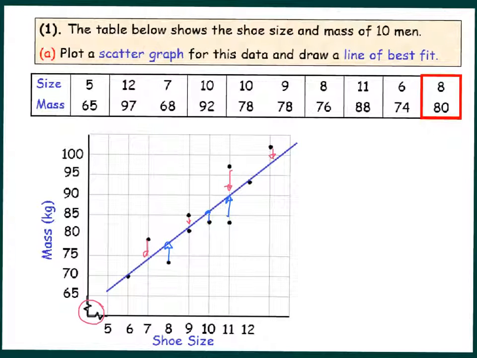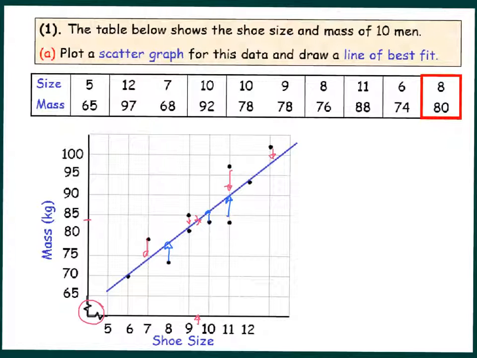But using this line, I can now make an assumption or a prediction. So if I wanted to know what the mass of someone with a shoe size of 9.5 would be, I could go to my 9.5 here, look up the table until I get to my line of best fit, and then come across to here, and I could say that I would expect someone with a shoe size of 9.5 to have a mass of about 84 kilograms.